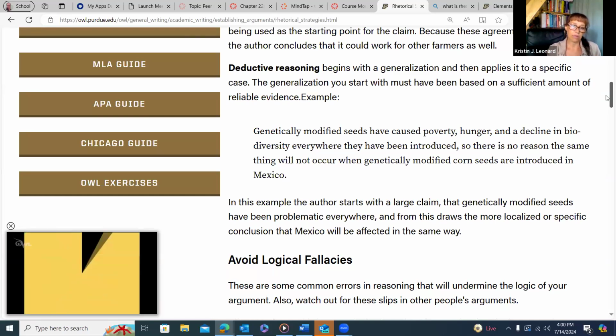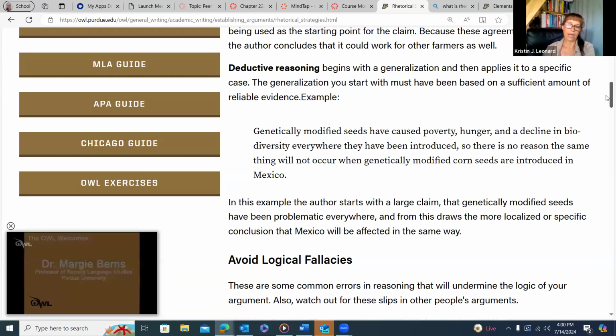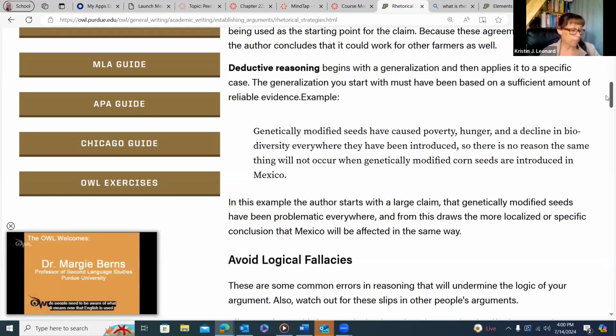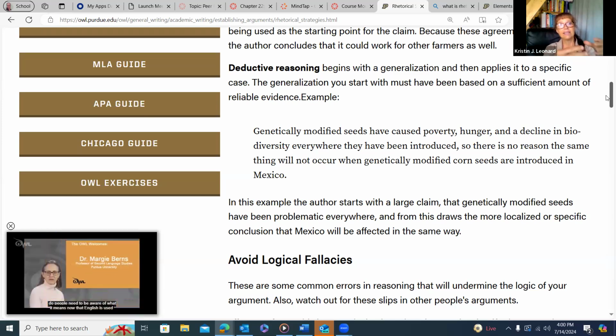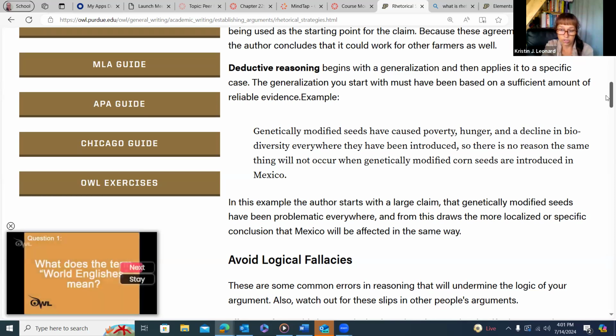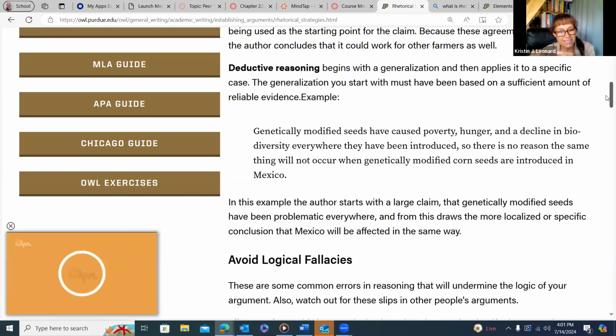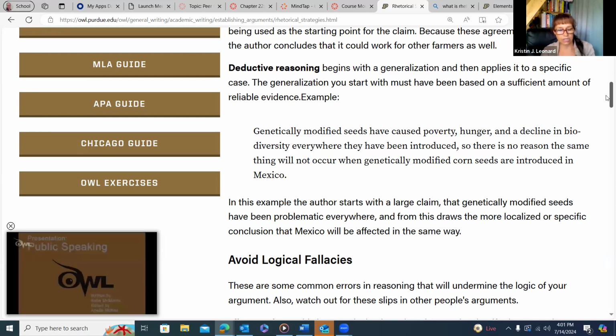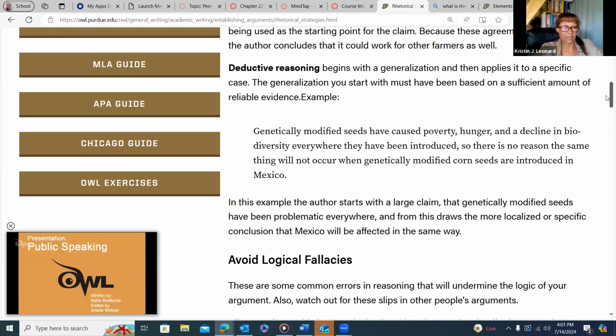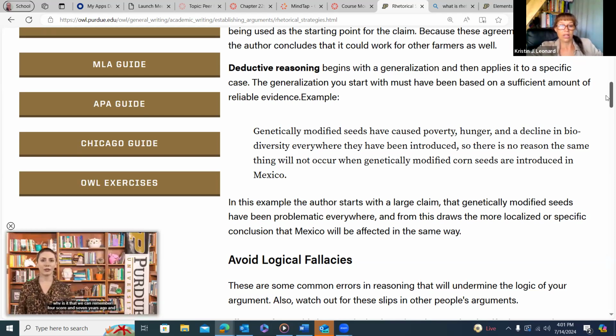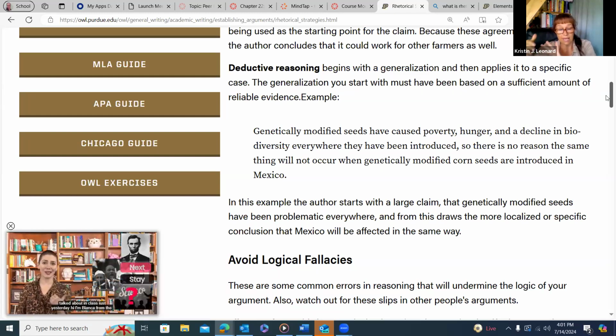So in this example, the author starts out with a large claim. Genetically modified seeds have been a problem everywhere, okay? And because they've been a problem everywhere, we say, because this is true, then this also is true. And then it draws a very specific, localized conclusion. Because it's true on a larger scale, then it's going to apply to this narrow, specific area of Mexico as well.